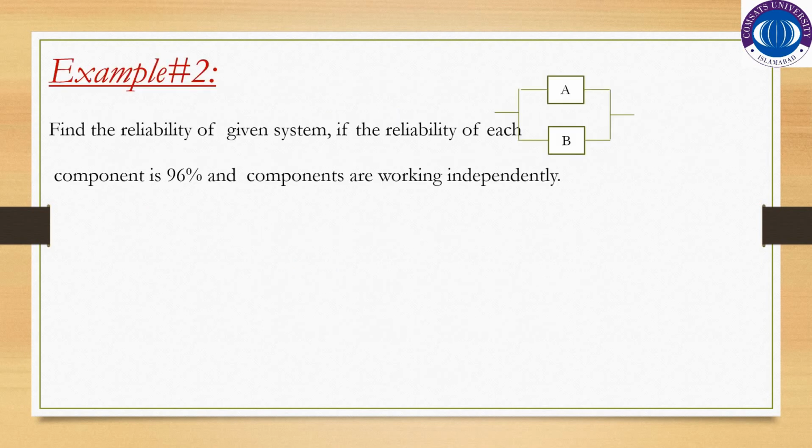Now we will move to the next example. Again we have to find the reliability of the system for the given, and the components are working independently and their reliability is 96%. The difference is this, here we have components in parallel. हमारे पास parallel में connected है. Parallel में क्या होता है? Either A works or B works, whole system will be working. So when we have to find the probability that system will work, क्या चांसेस है हमारे पास?